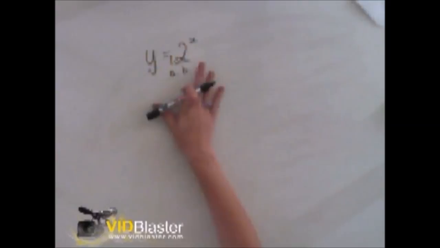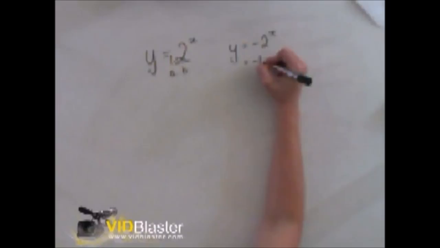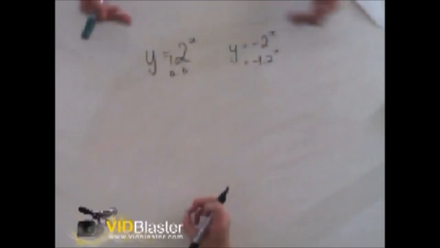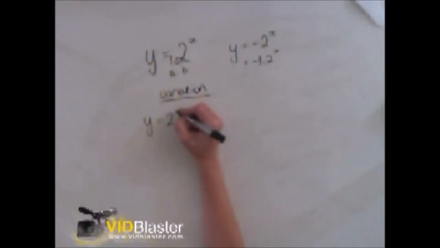It's also good to remember that if we have, for example, y equals negative 2 to the power of x, it's like saying negative 1 times 2 to the power of x. So you would get them to plot these over and over. A very useful method of teaching is using variation. I would get learners to plot y equals 2 to the x, y equals 3 to the x, y equals 4 to the x.